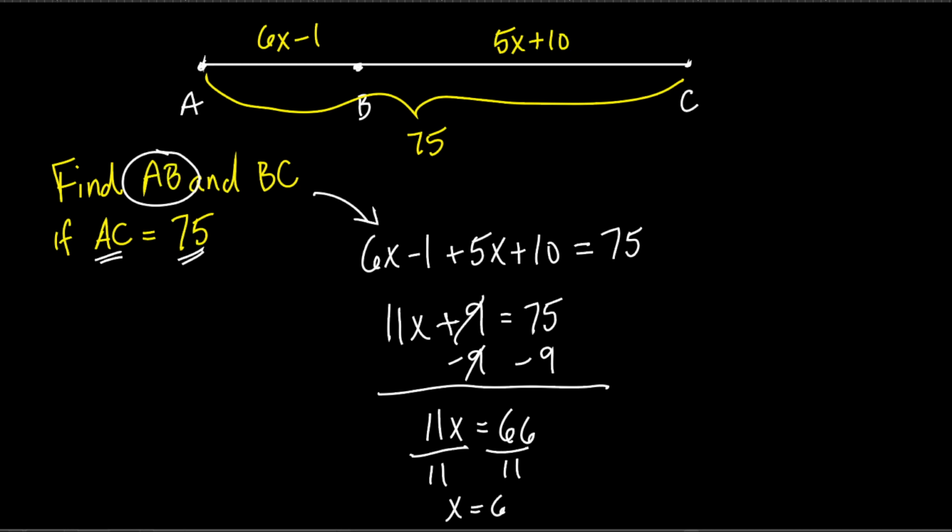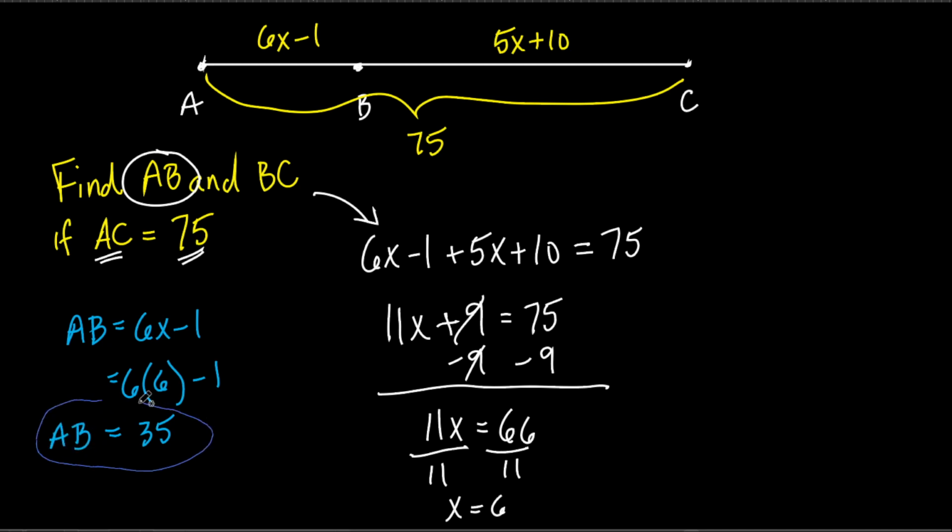We'll use blue. So watch, what's AB equal to? 6x minus 1, right? So now that we know the x, we can plug this in for this x right here. So we've got 6 times what? 6, and then minus 1. What's that? 35. Okay, 6 times 6 is 36, minus 1 is 35. So what's the length of AB? It's 35. Now, I don't know if it's in centimeters or inches or miles or whatever. Doesn't make any difference. It's just 35.